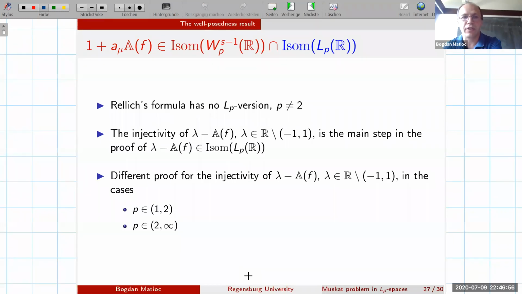For p different than 2, the bad news is that Rayleigh's formula has no Lp version. So we have to proceed differently. The proof is involved. I will not say too much about it, but a crucial step is to show the injectivity of this operator. And for the injectivity, we have two different proofs, again, depending on whether p is less than 2 or larger than 2.